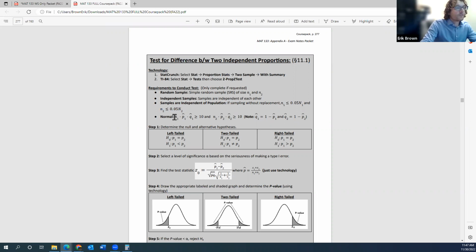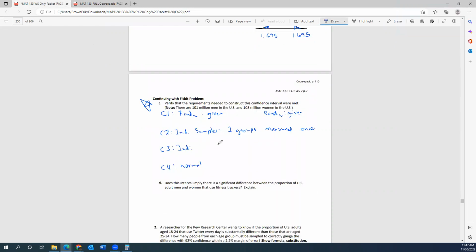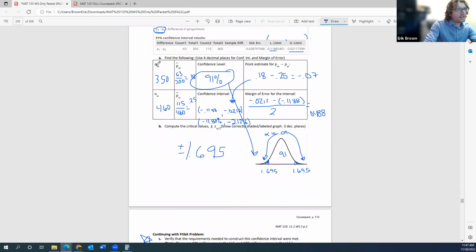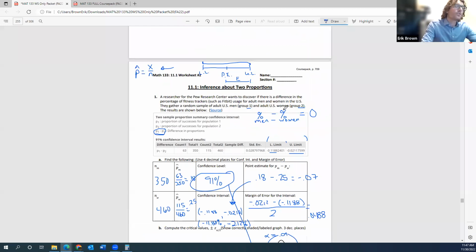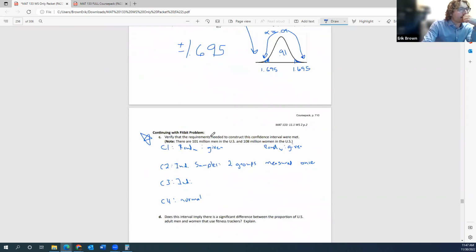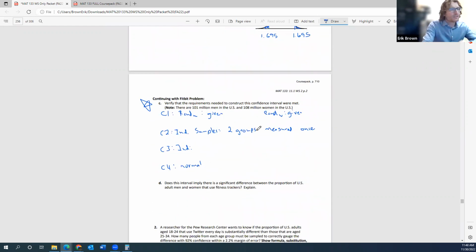And same thing for the calculation of normal, you need to show that N1 times p hat 1 times q hat 1 is greater than or equal to 10, and N2 times p hat 2 times q hat 2 is greater than or equal to 10. Here we have N_M and N_W, our two N's that we're going to use. What's unfortunate, or maybe fortunate, is that the population these two samples are drawn from is the same population. Although technically they're not, because it's all men versus all women. So it's a little different.